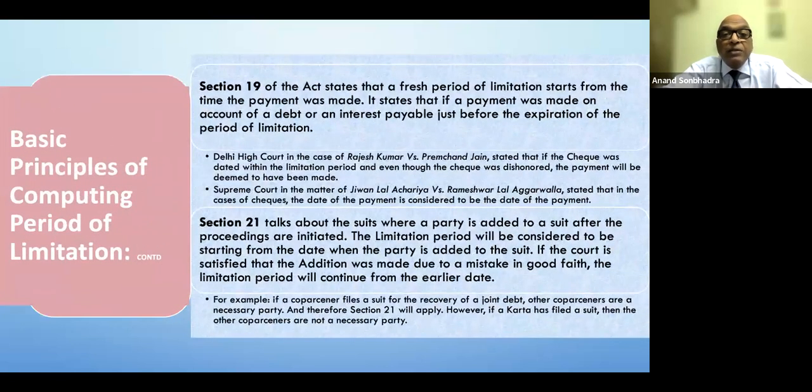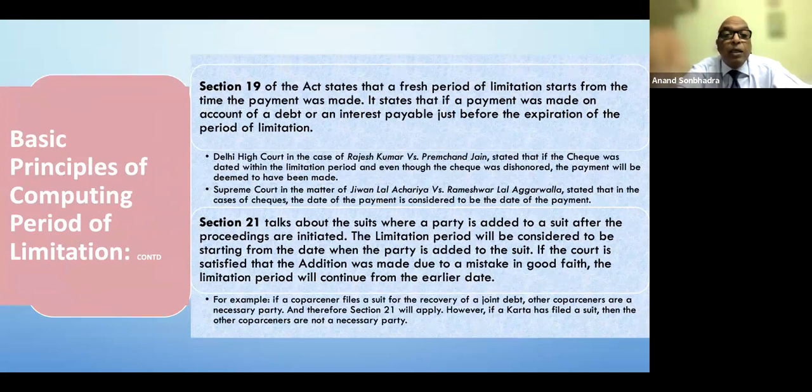Section 19 of the Act states this: a fresh period of limitation starts from the time payment was made. It also states that if a payment was made on account of a debt or an interest payable just before the expiration of the period of limitation. That's important.